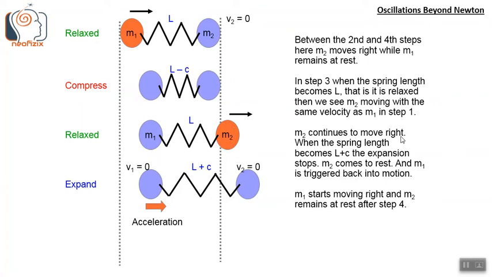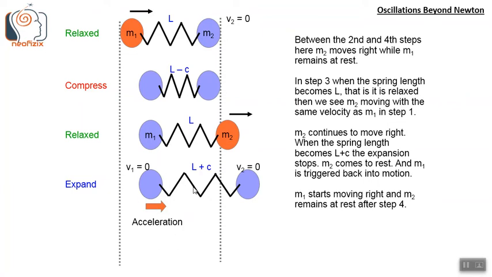So m2 continues to move right until the spring length becomes L plus C. So the spring has expanded to the maximum extent possible. The expansion stops. The whole energy is stored as potential energy now. There is no kinetic energy. So m2 comes to rest, and at this point m1 is triggered back into motion. So m2 stops now, and it's like m2 has collided with m1, transferring all its energy and momentum to m1 through the spring.